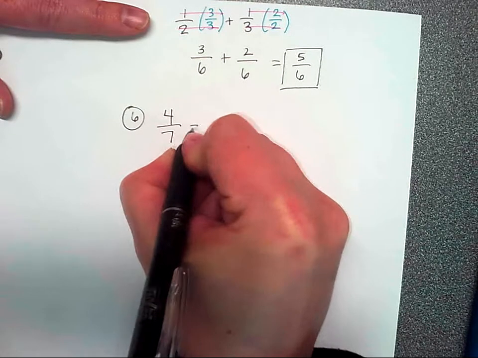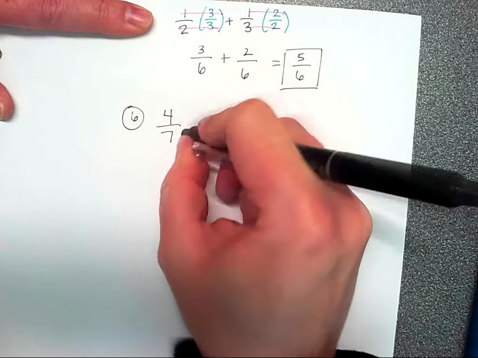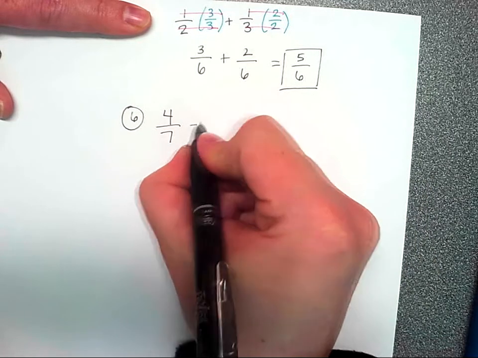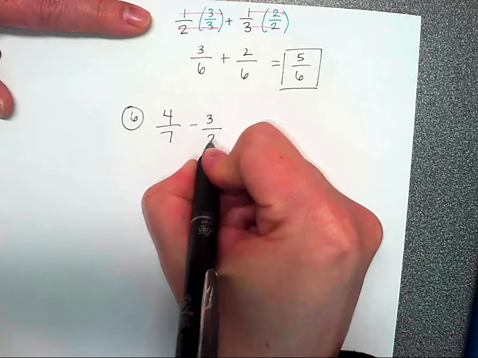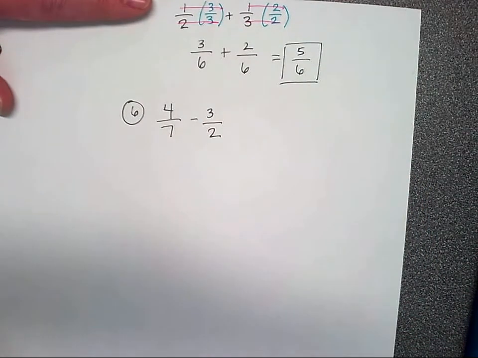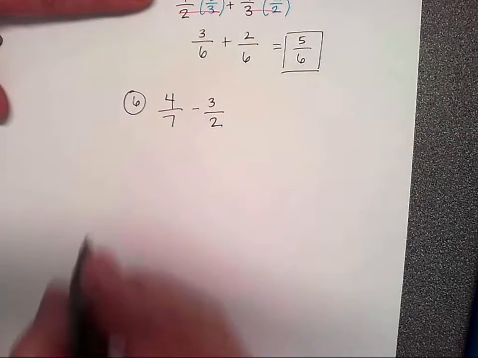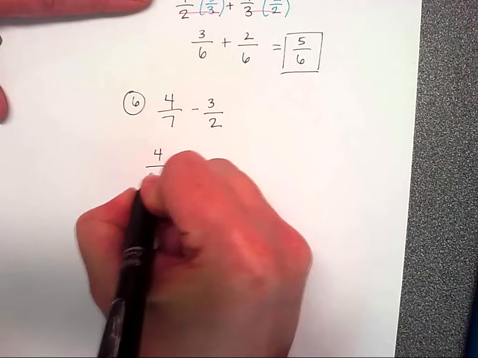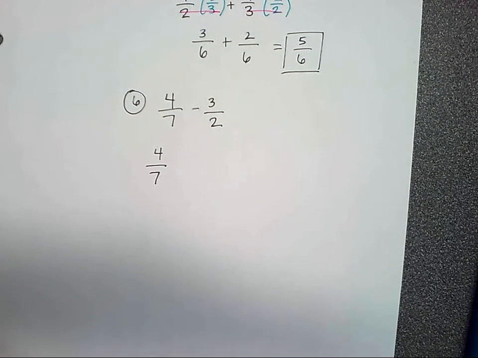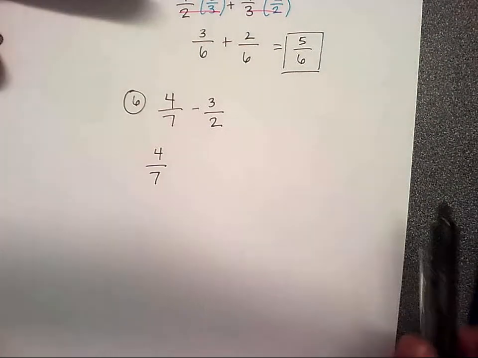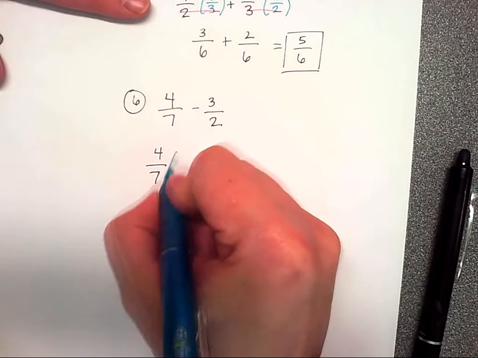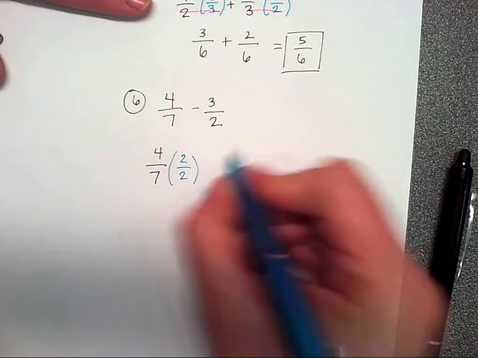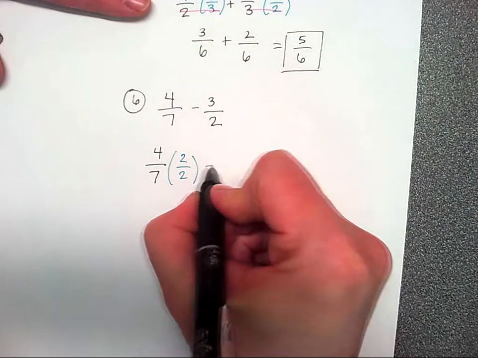Okay, so let's do another. 4 over 7 minus 3 over 2. You guys try to do this one on your own. I'm going to write my answer. You write yours. If you want to remember that formula, you can. I'm going to write out all the steps, though.